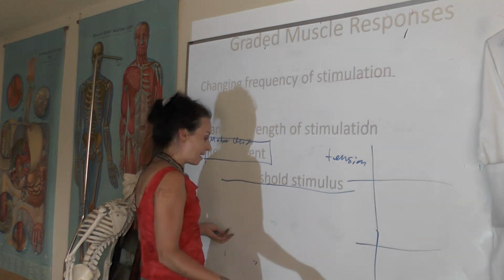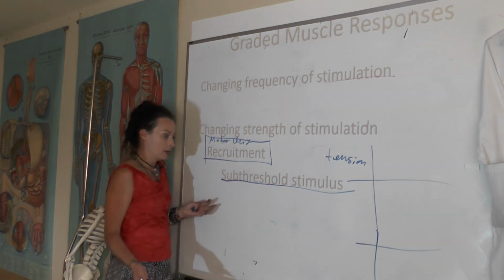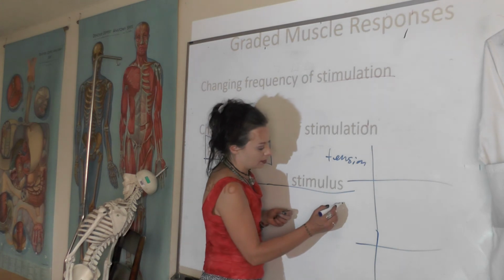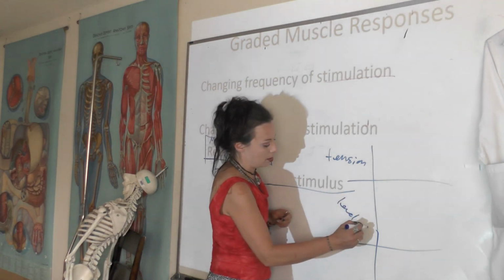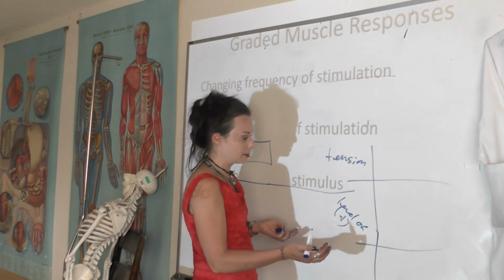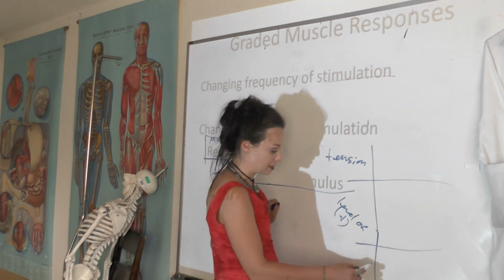And on the other graph, I have level of stimulus. Sorry. So, level of stimulus. Okay. And at sub-threshold levels, let's say this is threshold.